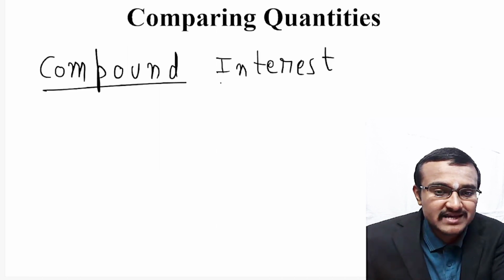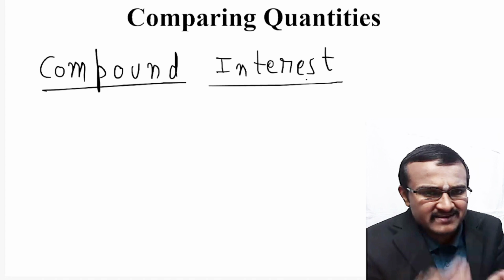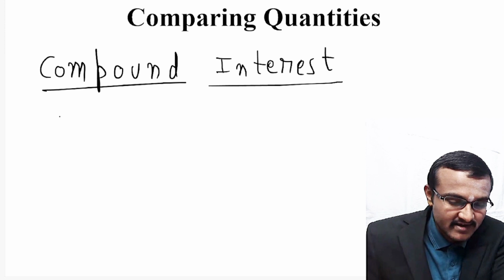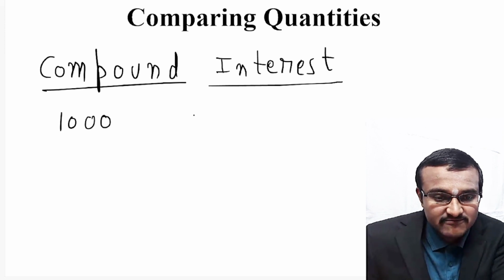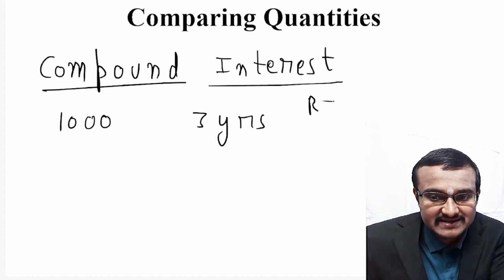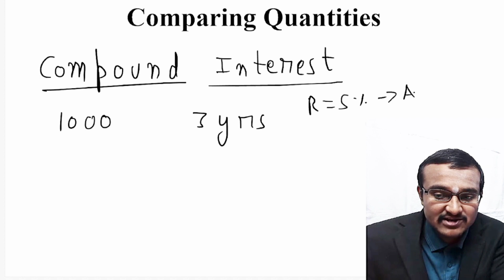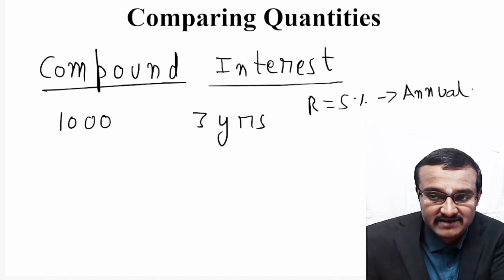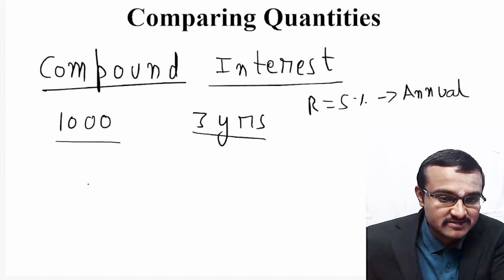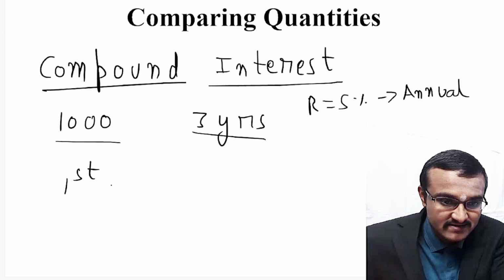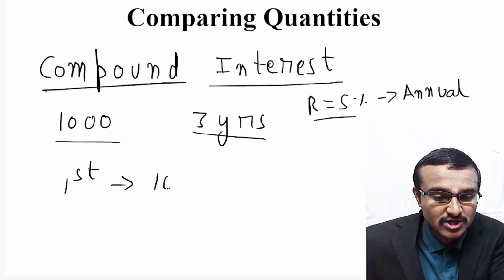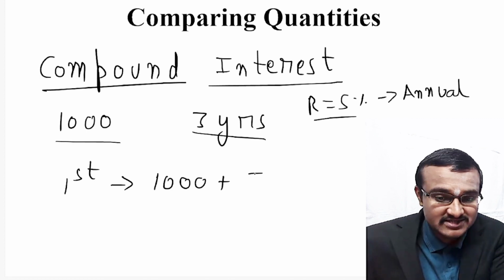So now we cannot calculate compound interest for every year by the long method. Initially, if I keep 1000 rupees in a bank for 3 years, and the annual rate of interest in that bank is 5%, my principal amount was 1000 rupees. After the first year, my 1000 rupees will have interest of 5%. So 1000 plus interest, that is I1.